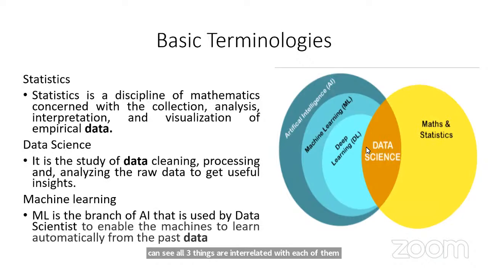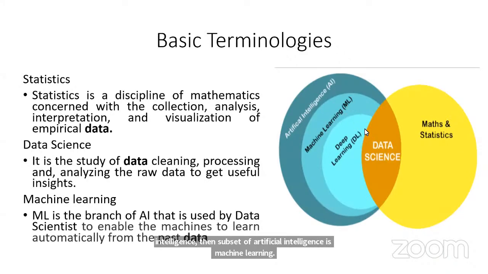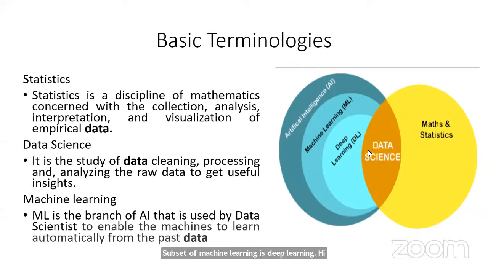Here in the broad view, you can see the yellow circle, that is maths and statistics. Then there is a blue one, where the superset is artificial intelligence. The subset of artificial intelligence is machine learning, and the subset of machine learning is deep learning. Data science is the intermediate between artificial intelligence and statistics, so it uses both statistics as well as machine learning. These three are linked up like this. Machine learning techniques are used by the data scientist to get useful insights about the data.